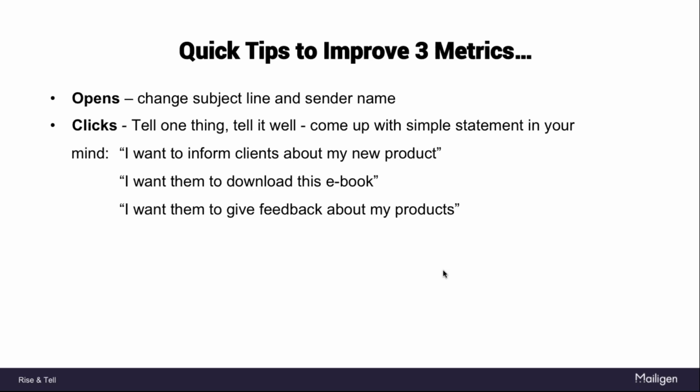Right? So always tell one thing and tell it well. So ask yourself what it is that I want to tell them, what it is that I want them to do, either inform clients or download an ebook or give feedback. Just be very specific and very clear and have that call to action. Don't simply tell them and expect that they're going to come back to you. You should give them a command of do something: reply to me, hit this button, download, do something. You have to tell that subscriber what he needs to do.